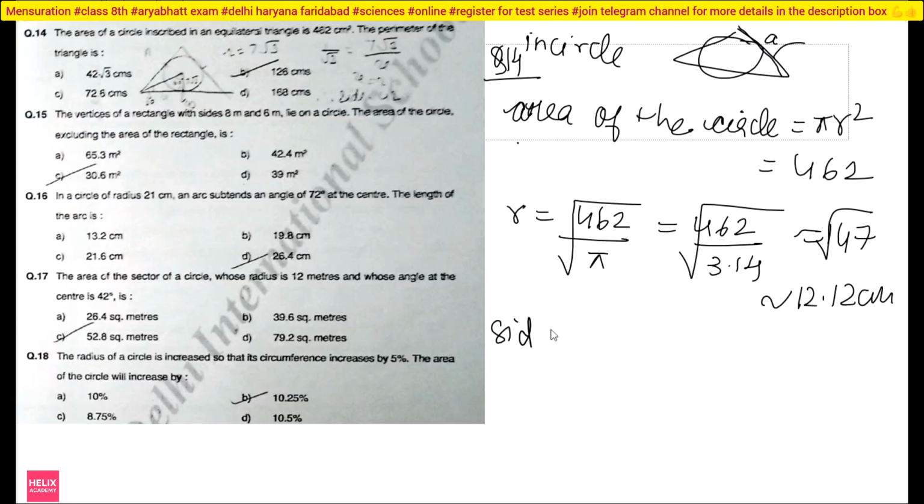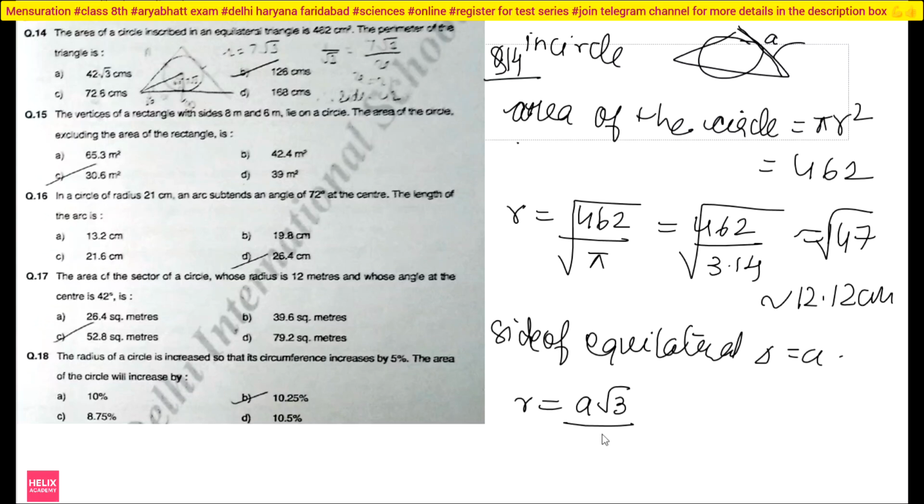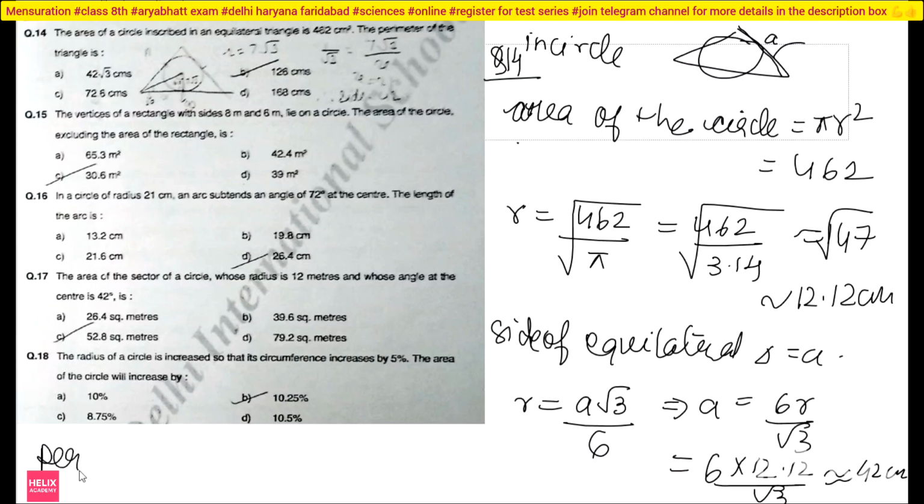Now suppose the side of the equilateral triangle is equal to a. So for the inradius, r is equal to a under root 3 by 6. Or I can say that a is nothing but 6r divided by root 3, or 6 into 12.12 divided by root 3. Okay, so root 3 is how much? It is 1.732. So this value is approximately 42 centimeter. Now your a is this, so your perimeter will be how much? Perimeter is equal to 3a, or you can say 3 into 42, that is equal to 126 centimeter.